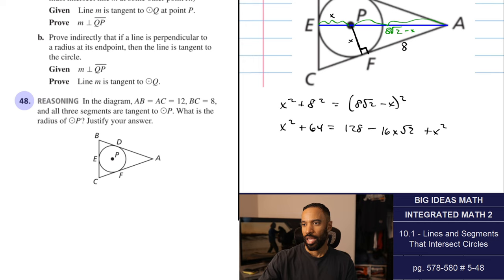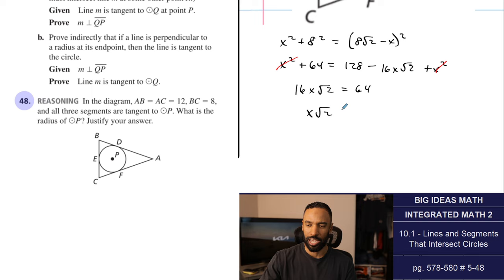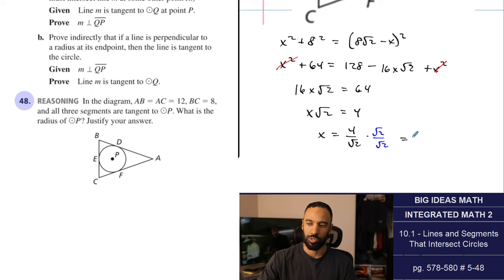X squareds cancel, thank goodness. And I'm going to add 16x root 2 over. 16x root 2 equals, subtract 64 over, you get 64. Divide both sides by 16, I get x root 2 equals 4. Divide both sides by root 2, I get 4 over root 2. And when you rationalize the denominator, hope that works out, that's 4 root 2 over 2. And that's 2 root 2. So my radius in this case is 2 root 2.